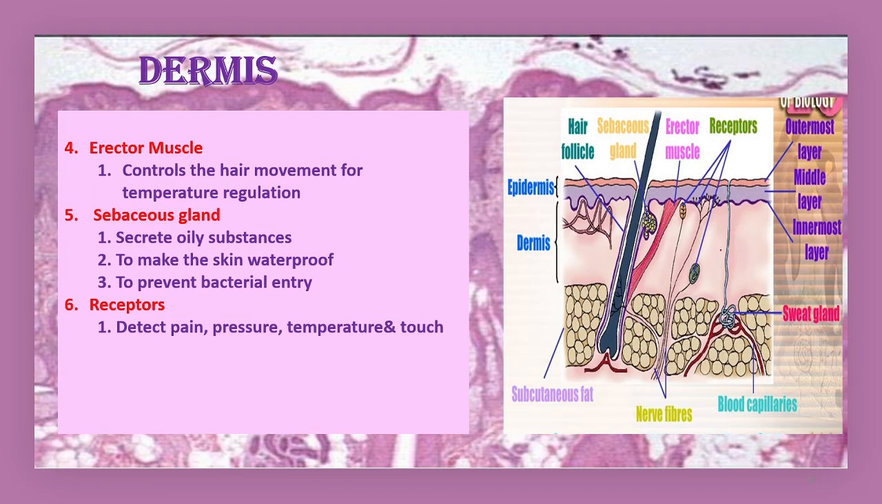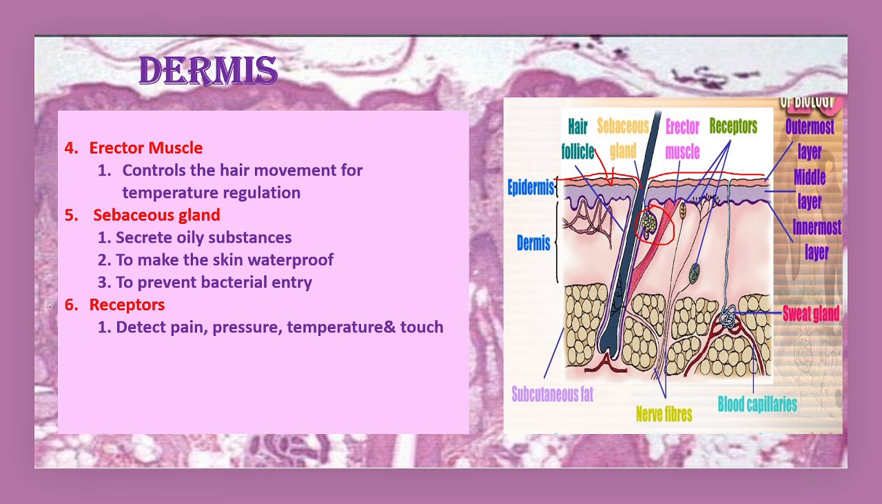Now the erector muscle that you can see is attached to the hair. So it controls the hair movement for temperature regulation. Then you can see the oil gland in this area, which is called the sebaceous gland. Now what is the sebaceous gland doing? It is secreting oily substances. It makes the skin waterproof. So whatever oil is secreted comes out through this pore and spreads over the epidermis. That is the reason our skin is waterproof. This oil also prevents entry of bacteria into the body.